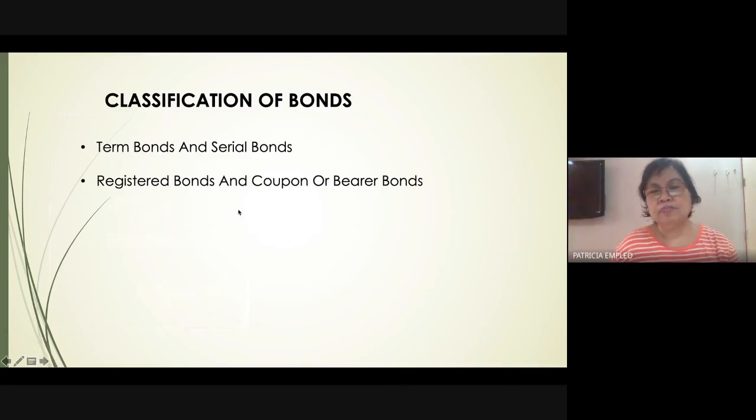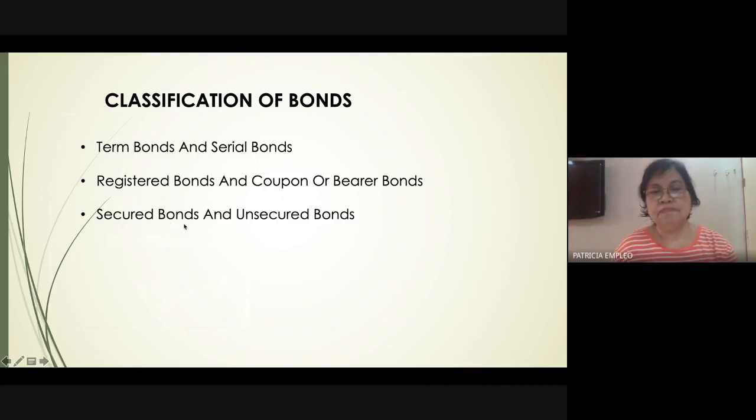Then we have registered bonds as opposed to coupon or bearer bonds. Registered bonds are those bonds whose names of the bondholders are maintained in the records of the issuing corporation, such that on the date of interest payment, the issuing corporation just prepares and issues checks payable to the registered bondholders. Whereas coupon or bearer bonds are those whose names of bondholders are not maintained in the books of the issuing corporation. Therefore, the mere possession of the bond certificate is enough evidence that we are the legal owner of the bonds, such that to avail of the periodic interest, the bondholders will have to surrender a coupon for the periodic interest payment. So there are a series of coupons, and each coupon entitles the bondholder to interest payment at each interest date.